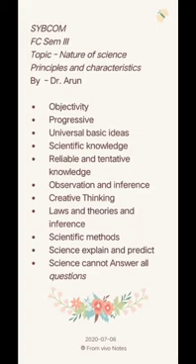Laws and theories are different. A scientific law is a description of a generalized relationship or pattern based on many observations. Scientific laws describe what happens in the natural world and are often expressed in mathematical terms.